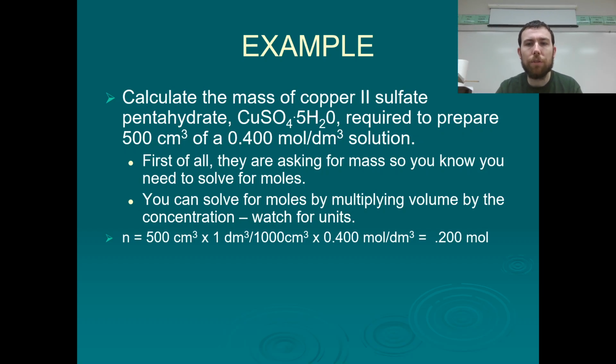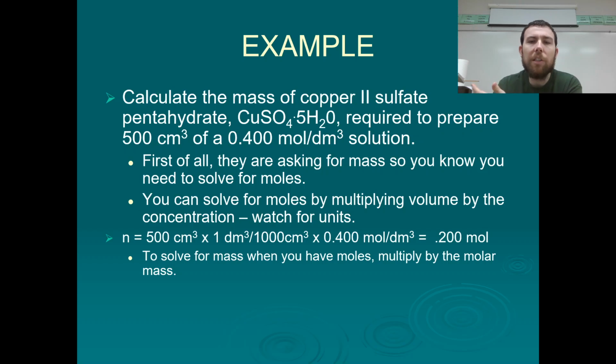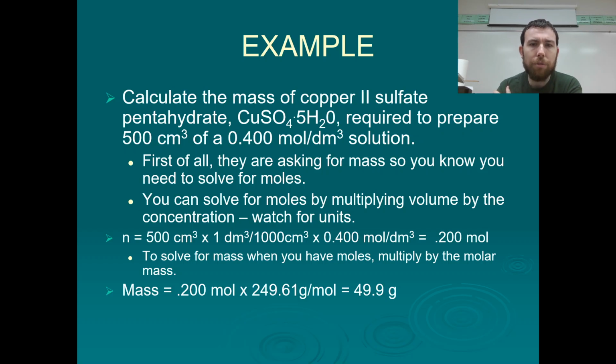Well, now that we have the moles of copper(II) sulfate pentahydrate, we can convert that to mass and figure out how many grams of that copper(II) sulfate pentahydrate are in our solution. We just need to multiply by the molar mass, and then we've got this taken care of. So 0.2 times 249.61 grams per mole. And so that means that 49.9 grams of copper(II) sulfate pentahydrate were required to make that volume of solution with that concentration. Okay. I hope that makes sense.